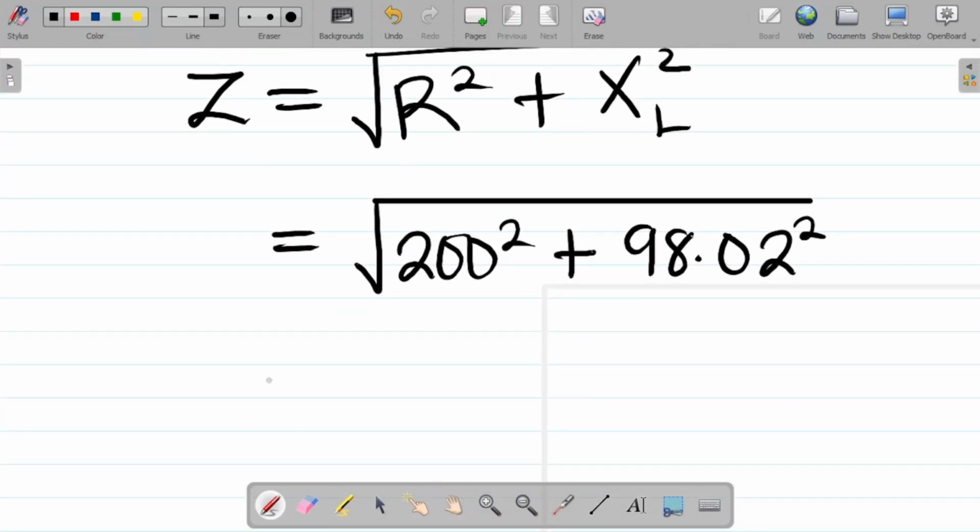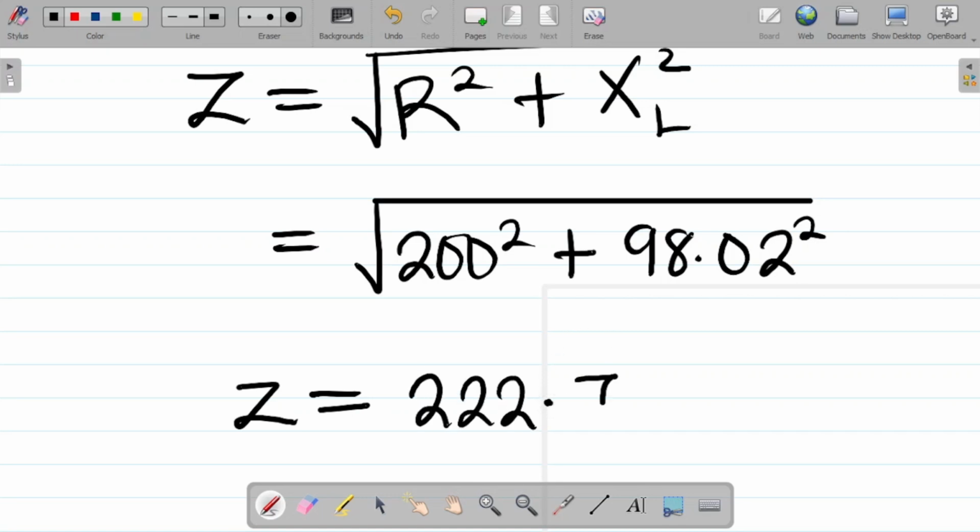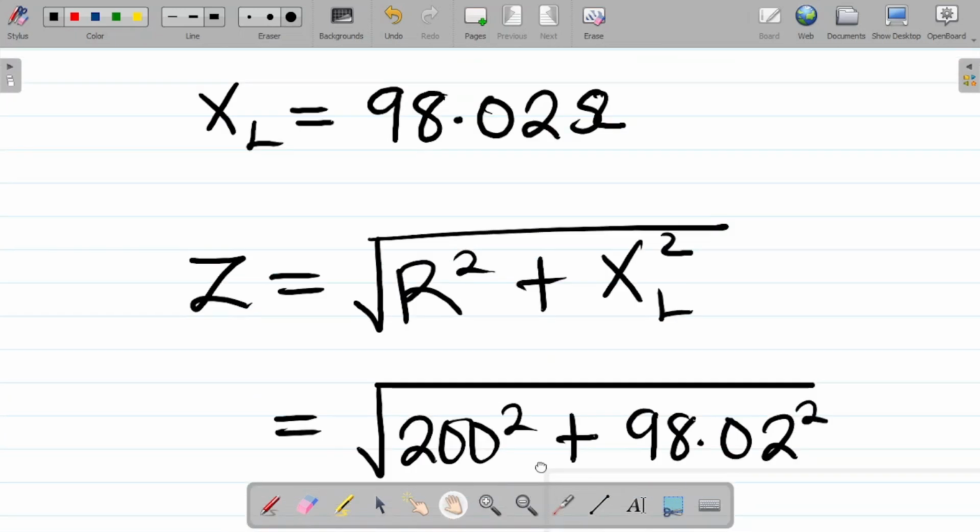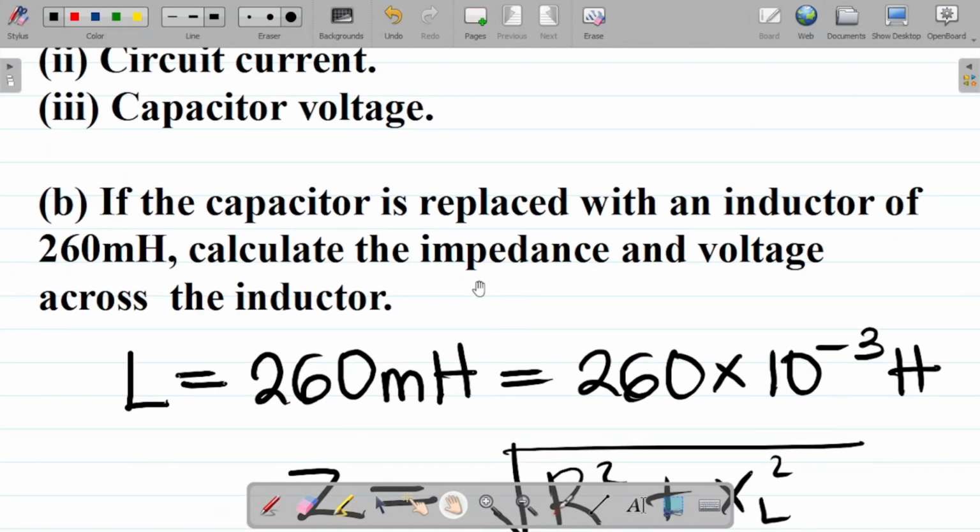With this now we'll have that Z is equal to, let's punch this and see what we have. The square root of 200 squared plus 98.02 all squared. If you punch this correctly, your value should be approximately 222.73 ohms. Impedance is measured in ohms as we said earlier. So we've got the value of the impedance.